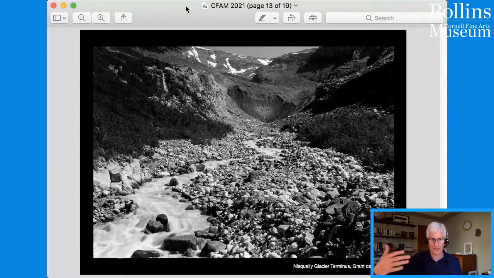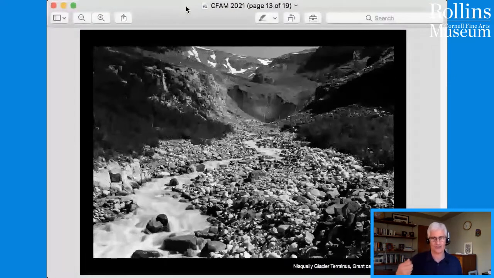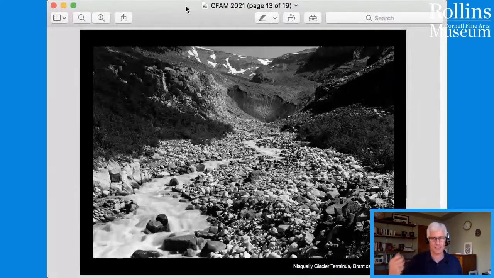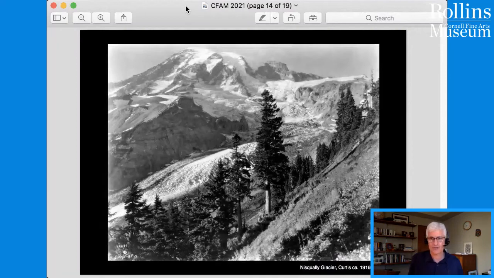There actually used to be an ice cream stand at the base of that glacier back in the day, and they would chip off blocks of ice to keep the ice cream cool for visitors to the park. Here's a photograph from even earlier of the Nisqually Glacier from 1916. And you can see it's just a really robust glacier. It's a very large ice field extending very far down this valley.